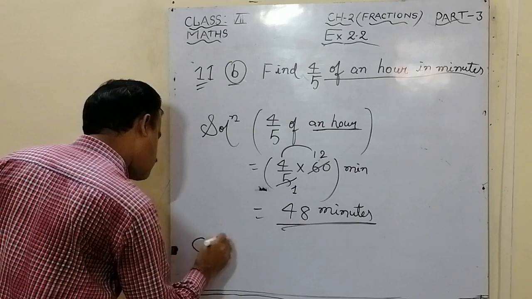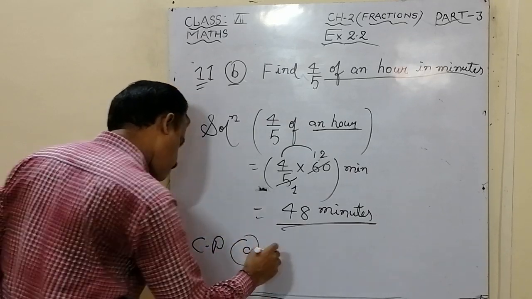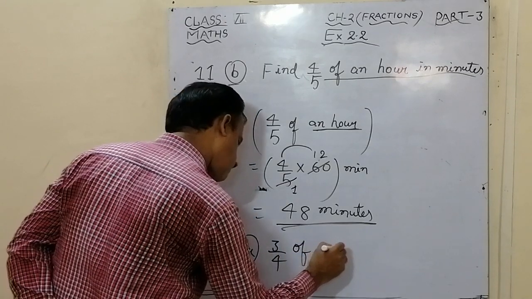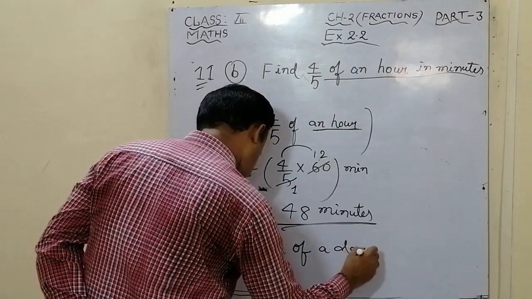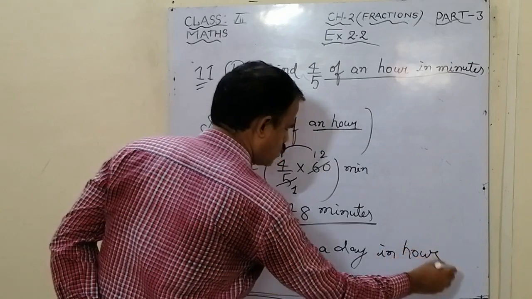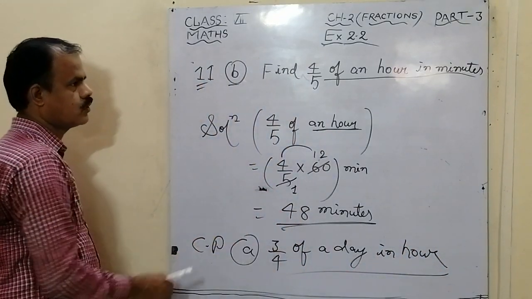For class practice, you have to solve A part. A part is 3/4 of a day in hours. So you have to solve this.